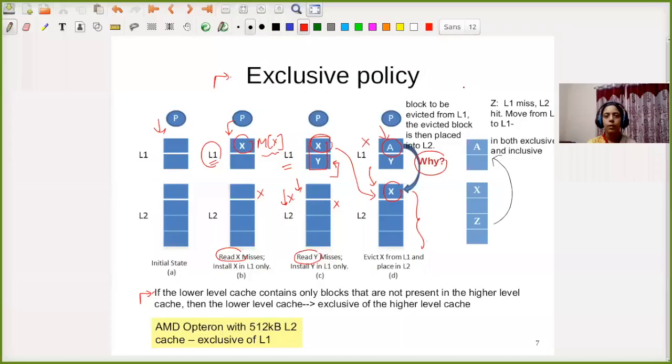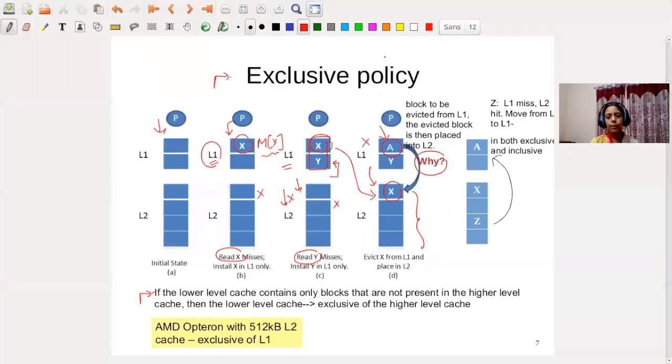And the next part. So let us say we have the next access, which is Z, and let us assume that it is not present in L1, but it is present in L2. And such a scenario can exist because it's an exclusive cache. And let us assume that this Z is now a hit in L2. So what we do is we bring in Z from L2 into L1. So we move this data from L2 to L1.